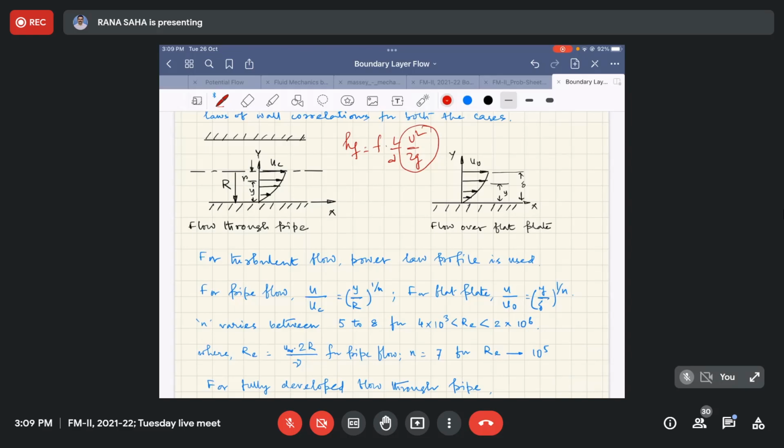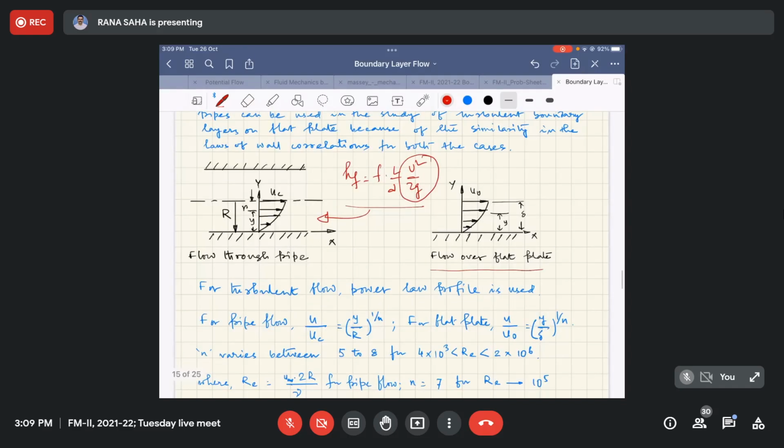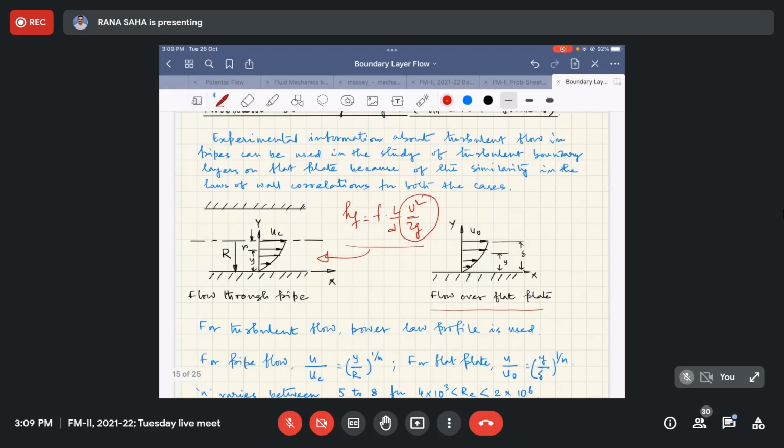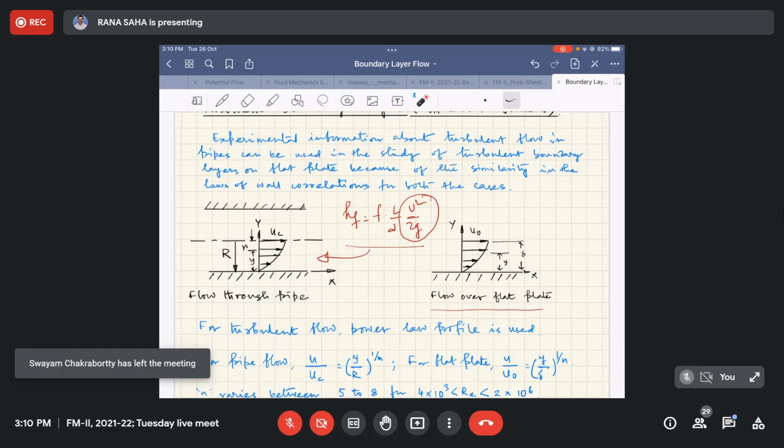This equation is applicable for flow through pipe. It is not obtained directly for cases of flow over a flat plate. That is why, at the beginning, experimental information about turbulent flow in pipes can be used in the study of the turbulent boundary layer on a flat plate. By similarity, the basis of this study is the similarity principle.